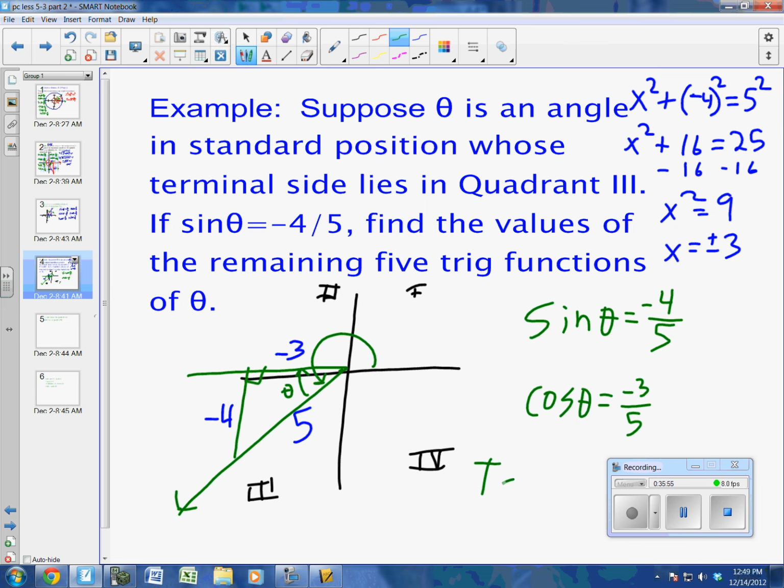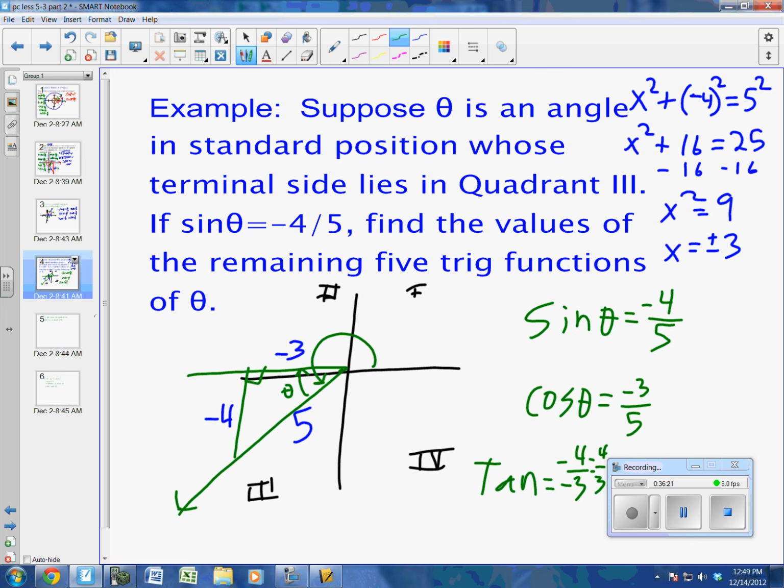Okay, what is the tangent, Jerica? Negative 4 over negative 3. What happens when you have negative 4 over negative 3? What do you get? Positive 4/3, right?